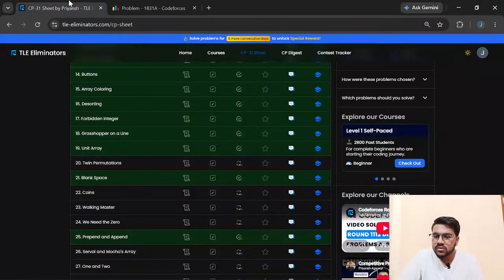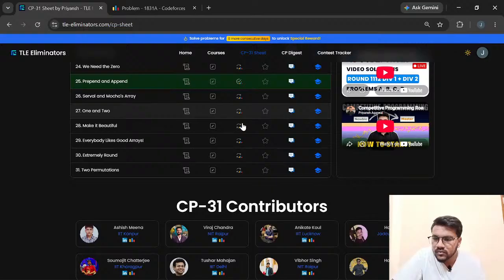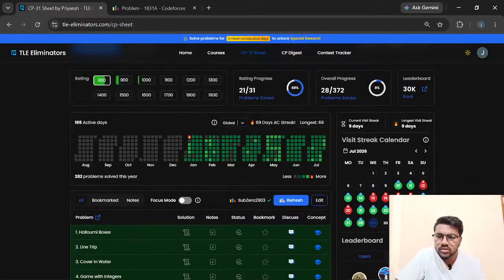Twin permutation. So how many problems are left to do in this? Still 10 problems. If we did this, we are officially done with 800, so we can proceed with 900. I guess I can proceed with 900.